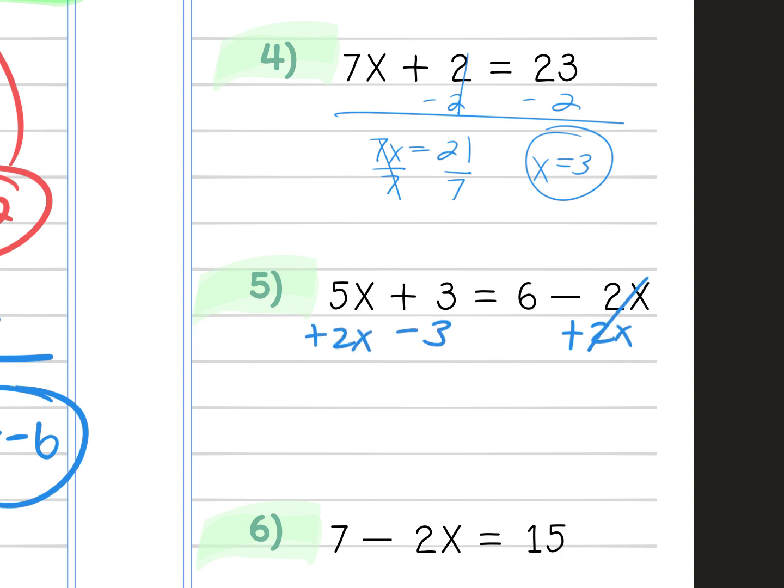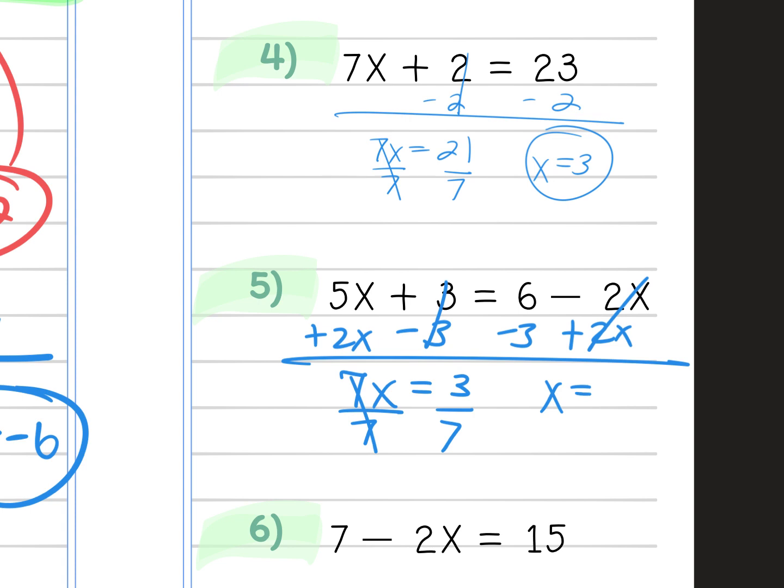And then I'm going to subtract 3 from both sides. So I have 5 plus 2 is 7x equals 6 minus 3 is 3. And then I divide both sides by 7. And I get x equals what? 3 over 7. Am I allowed to get a fraction? Yeah. That's okay.